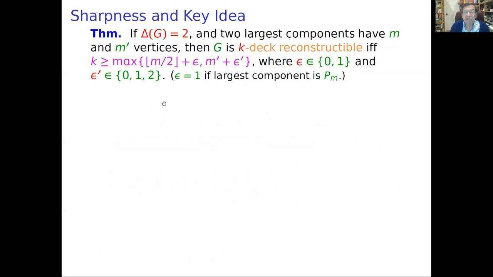Now, to determine everything about the graphs, this just, as I said, gives you a lower bound on how big you need to keep the graphs in the deck. And it turns out that if K is big enough, basically, to avoid the problem on the previous slide, then they will be K deck reconstructable. And that size that you need is roughly half the size of the biggest component, and also at least as big as the next biggest component, with some slight adjustments. I'm not going to tell you anything about that.